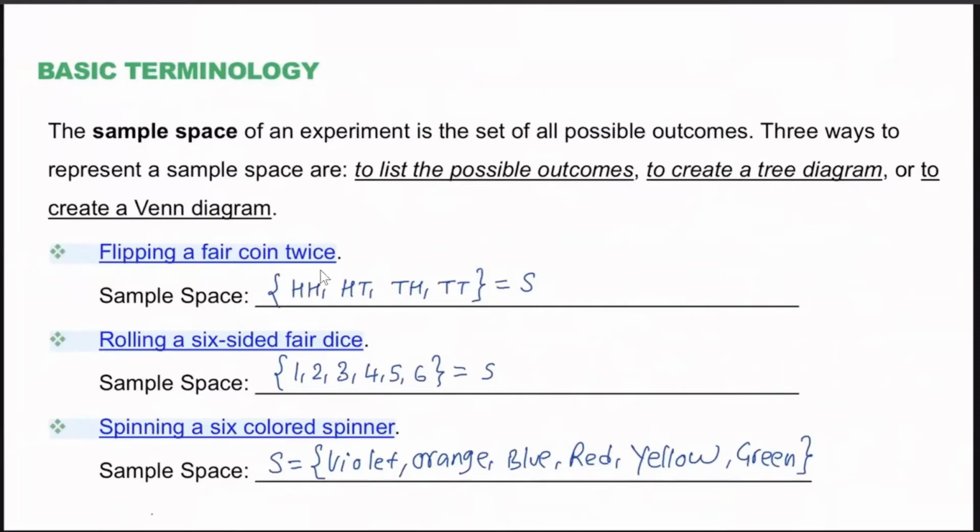This is the set. That is why these outcomes are enclosed within this bracket. You can see I'm using this bracket, a curly bracket. These are the set brackets. So make sure you use the proper notation. You must use the curly bracket for the sample space. Always remember, you cannot use parentheses there.